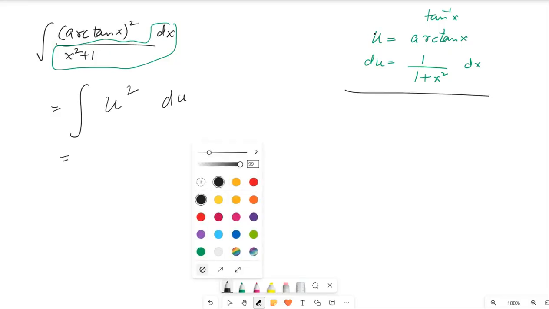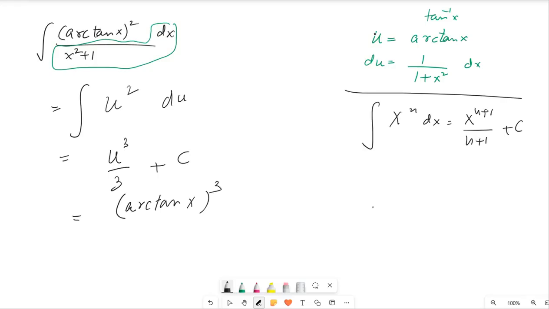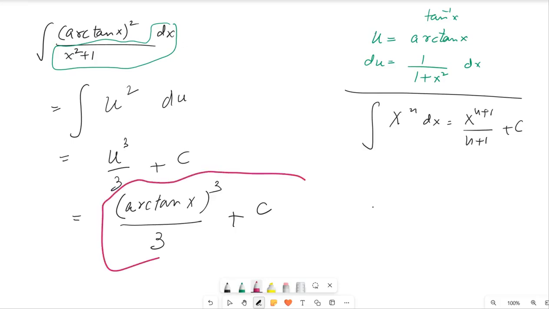Now we know the power rule: the integral of x to the power n dx is x to the power n plus 1, divided by the new power, plus c. So this will become u to the power 2 plus 1, which is u cubed over 3, plus c. Using the power rule, u has to be substituted back, so we get arctan of x cubed over 3 plus c. That should be your answer to the given integral.